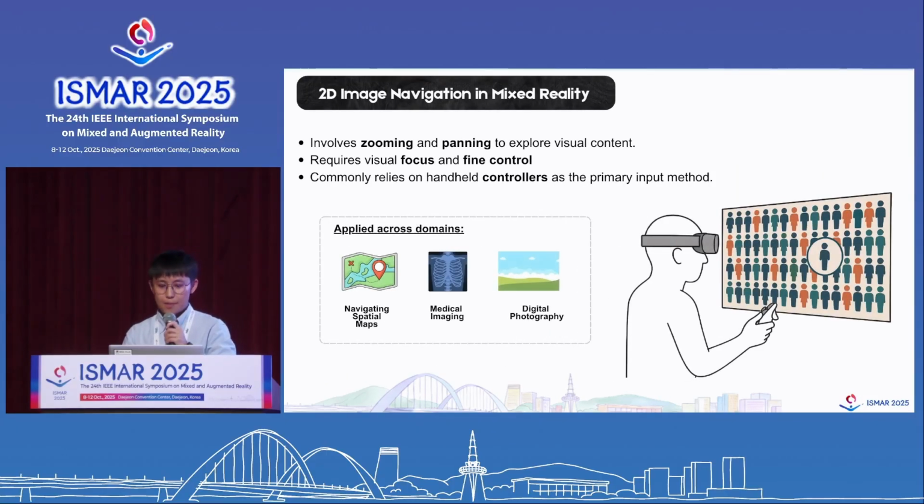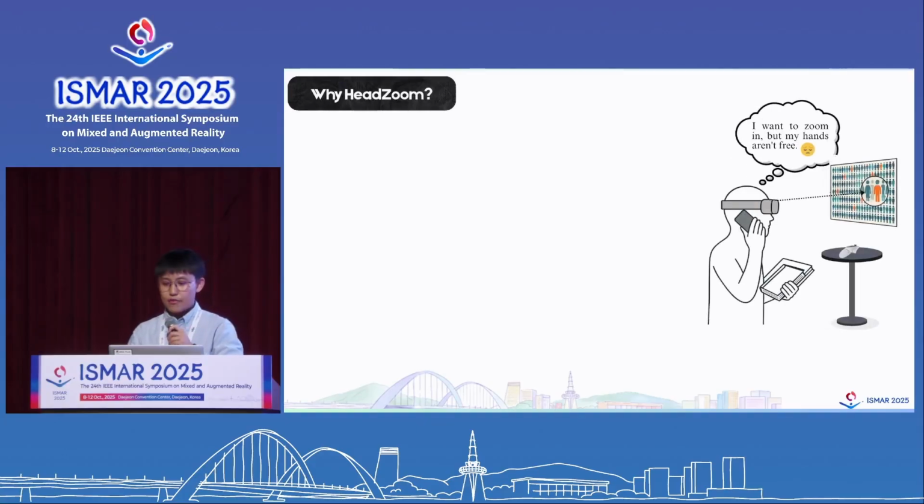So let's start with some background. 2D image navigation is a common task in mixed reality. It usually involves zooming and panning to explore visual content. Traditionally, this requires careful visual attention and precise control, most often using the hands or handheld controllers. Such techniques are often applied in domains like navigating spatial maps, medical images, and digital photography. However, in real-world MR scenarios, users' hands are often occupied, so hands or controllers are not always practical.